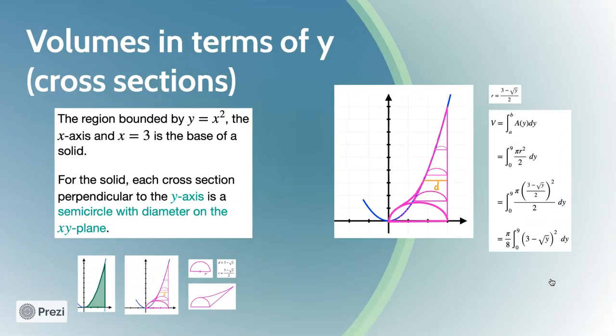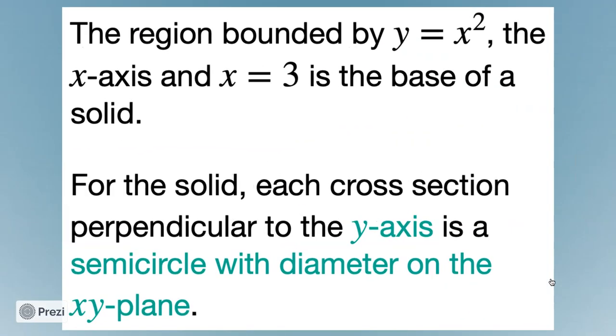Finally, one more variation on this situation. We have a cross-section, again a solid defined by cross-section, but we are going to use volumes in terms of y. So how would that change? The region bounded by y equals x squared, the x-axis, and x equals 3 is the base of a solid, exactly like before. For the solid, each cross-section perpendicular to the y-axis is a semicircle with diameter on the xy plane.